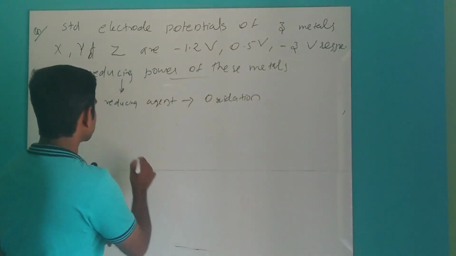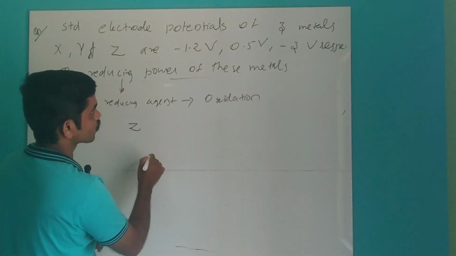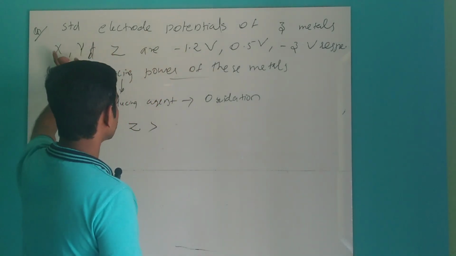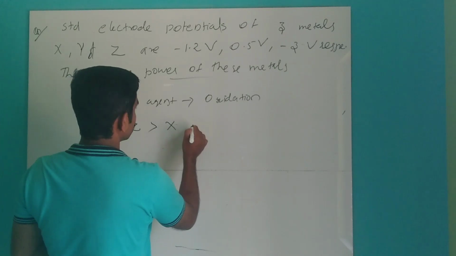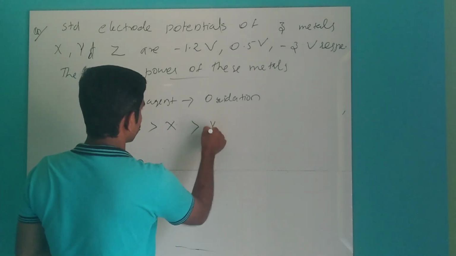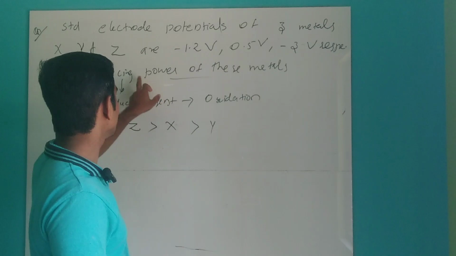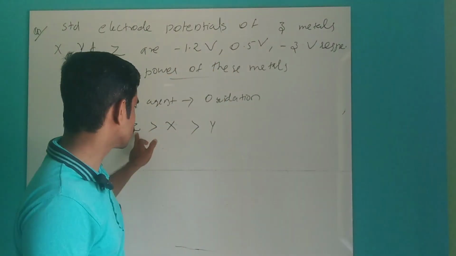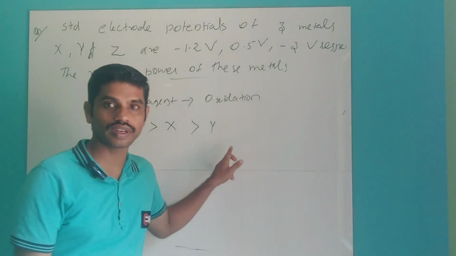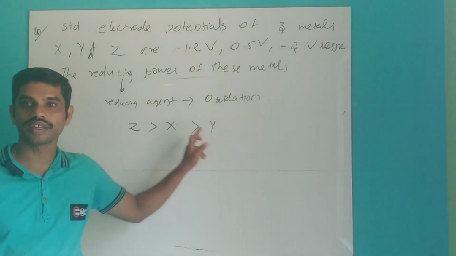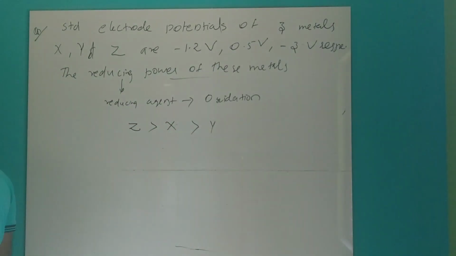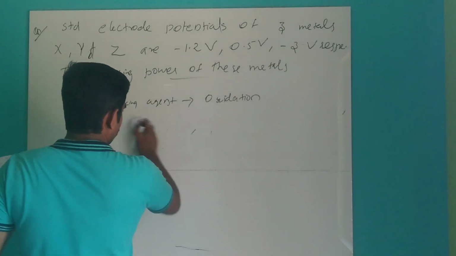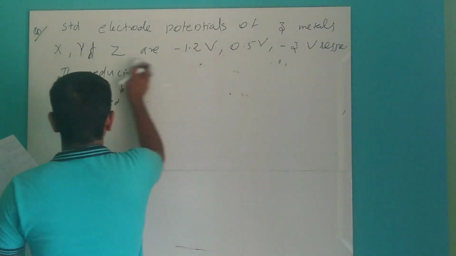So the third one, that is Z, is lower than the first one, X. The highest one is Y. So Y will have less reducing power. So this is the answer. Z is higher, then X, then Y. Then moving to the next problem.